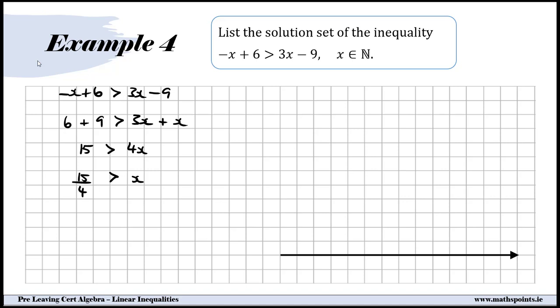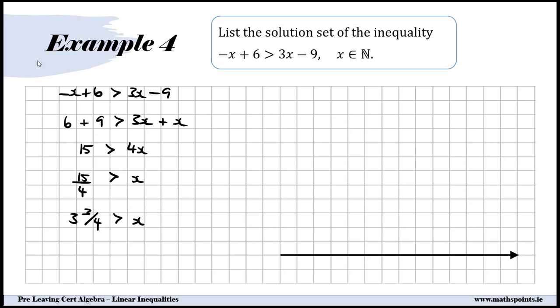Now 4 doesn't actually go into 15, and when we're putting the number on a number line, it is a good idea to turn it into a mixed number. So 4 into 15 goes 3 times with 3 remainder. So 15 over 4 is equivalent to 3 3/4.